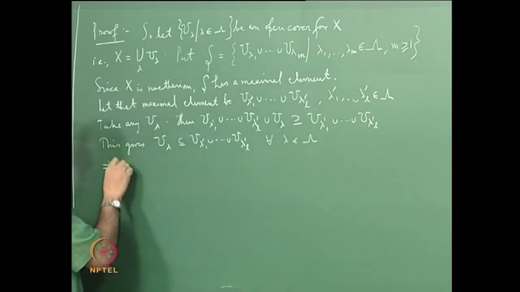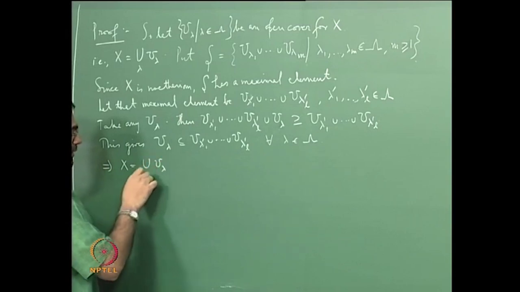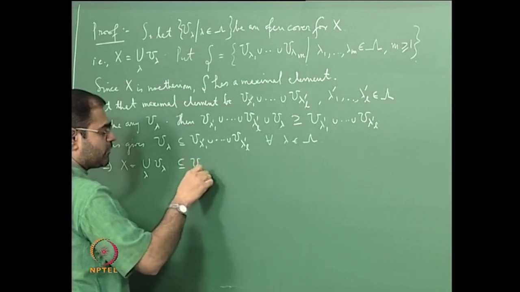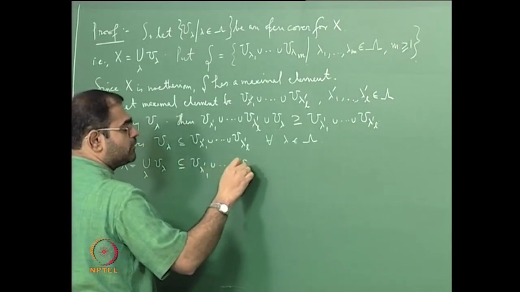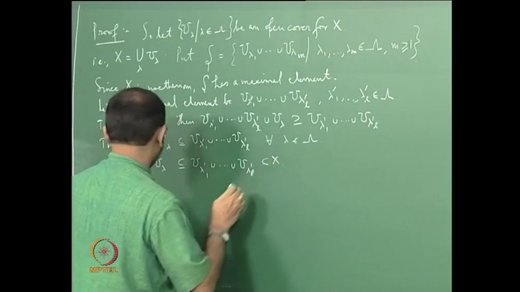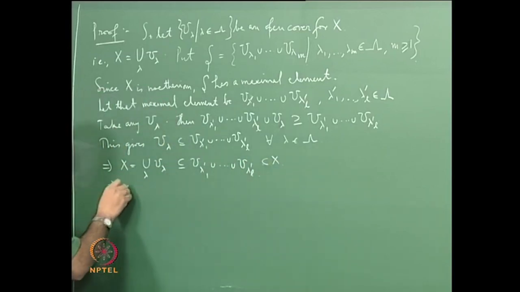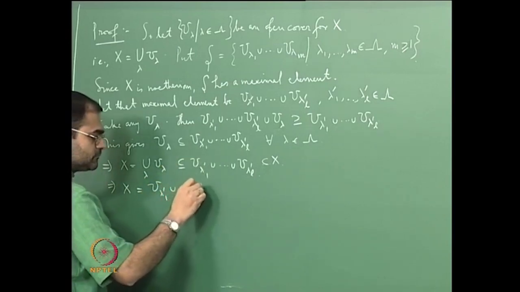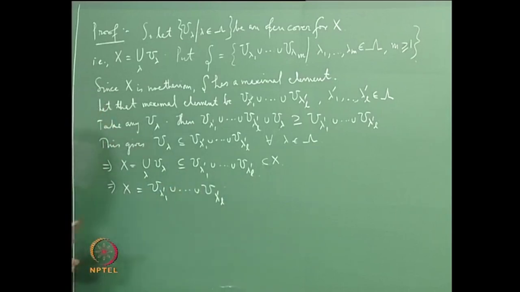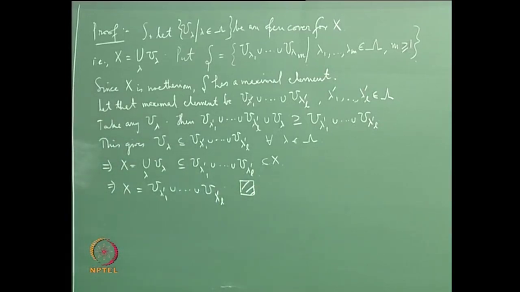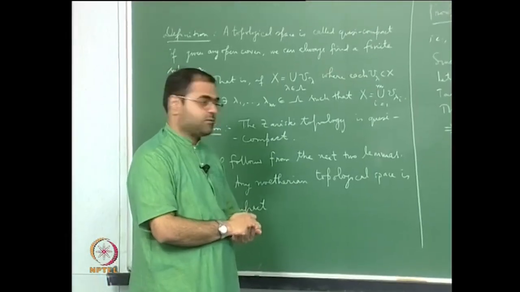So, this tells you that X, which is a union of all the U lambdas, because all these U lambdas are a cover for X, is also contained in this U lambda 1 prime union ... U lambda l prime, which is of course contained in X, okay. And this will tell you that X is actually this maximal element, okay. And I am done, that is the end of the proof. I have proved that there is a finite subcover, okay. So, this is how I get very easily that a Noetherian topological space is always quasi compact, okay.